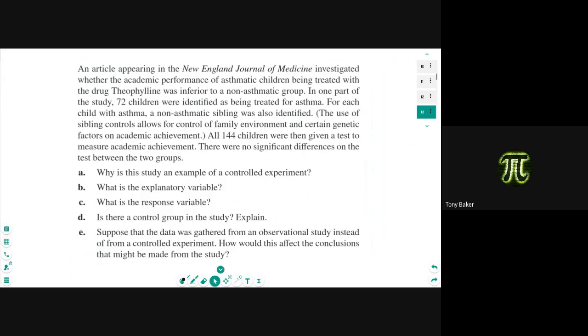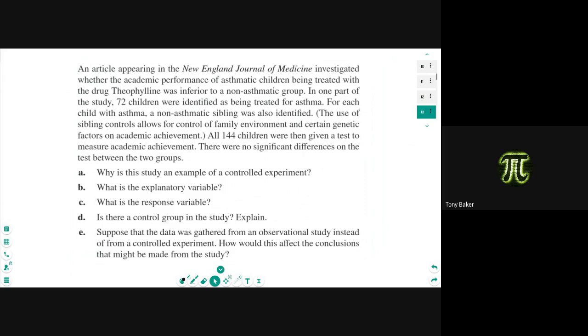All right. What is the explanatory variable? So the explanatory variable is what is the cause for the result. Whether they were being treated with a drug? Yeah, it's that drug, right? Were they treated with it or not treated with it? Because they're trying to determine if this drug is impacting academic performance. What's the response variable?